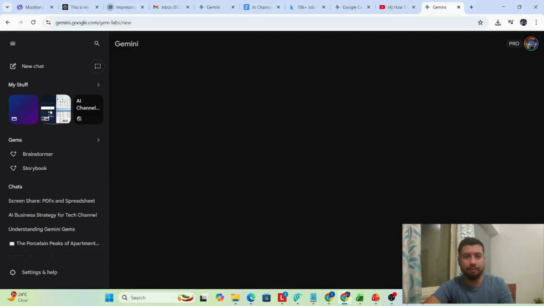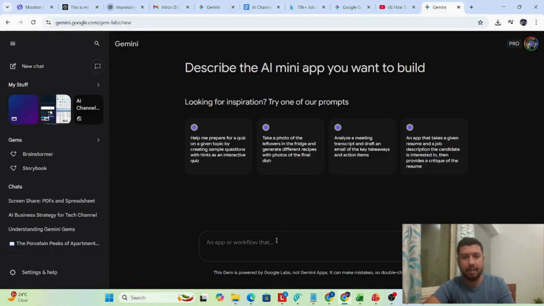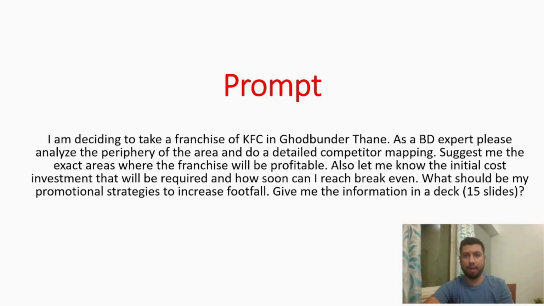go to New Gem, and then essentially type the prompt. Now this is the prompt. As you can see, I am deciding to take a franchisee of KFC in Ghodbunder Road, Thane. As a BD expert, please analyze the periphery of the area and do a detailed competitor mapping. Suggest to me the exact areas where the franchisee will be profitable. Also, let me know the initial cost investment that will be required and how soon I can reach break-even. What should be my promotional strategies to increase footfall? Give me the information in a deck, 15 slides. So this is the prompt that you have to type.